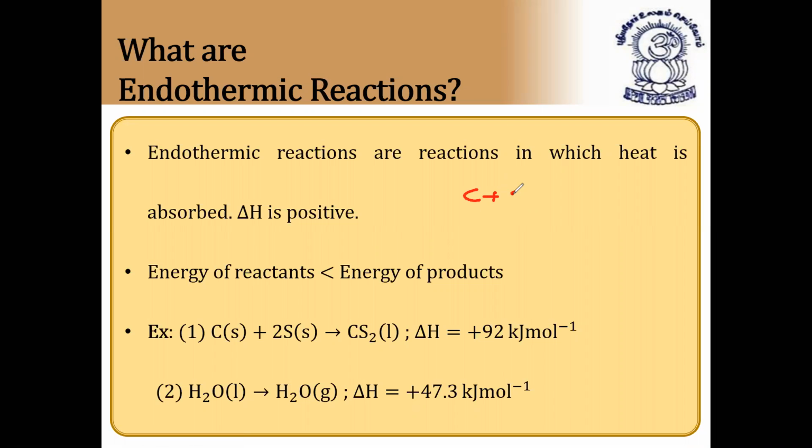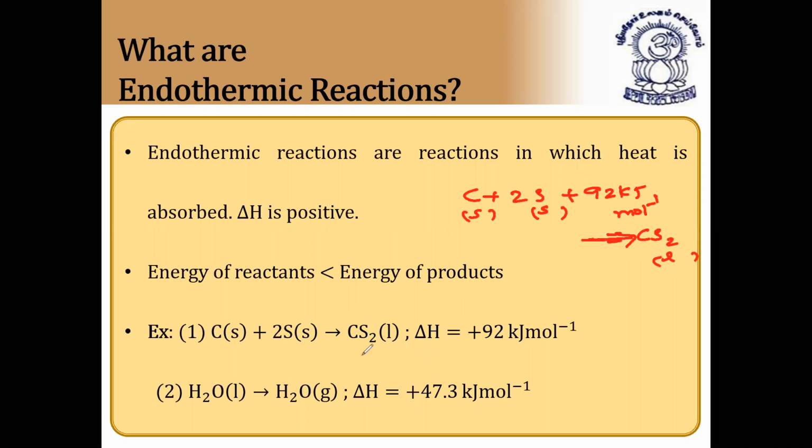C plus 2S, that is carbon solid plus sulfur solid, combine together, plus, and here we have to take plus because it is an endothermic reaction. So plus 92 kilojoules per mole energy gives rise to carbon disulfide liquid. So this is the equation. Since delta H is positive, we have to write it on the left hand side as positive. If delta H is negative, on the left hand side negative. That's why on the other side we will write positive. I hope it is clear.